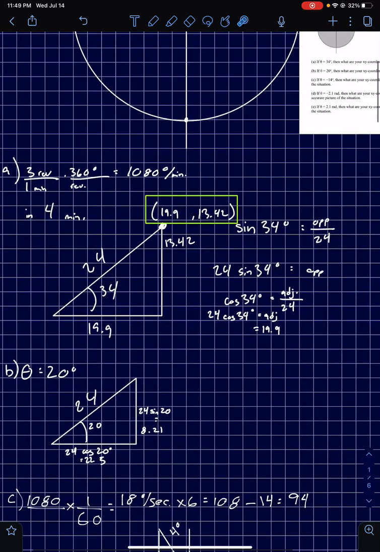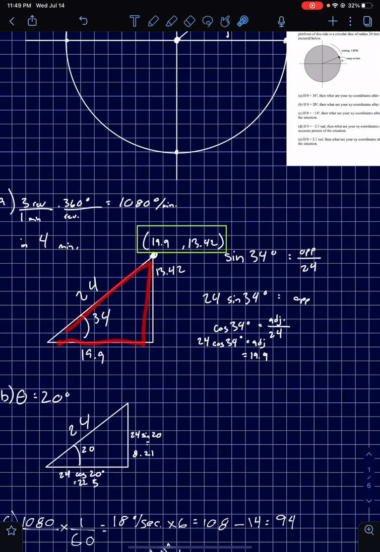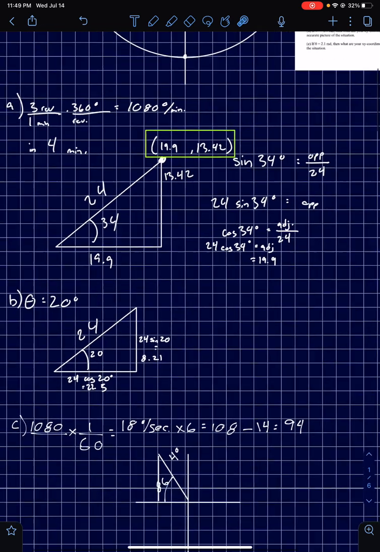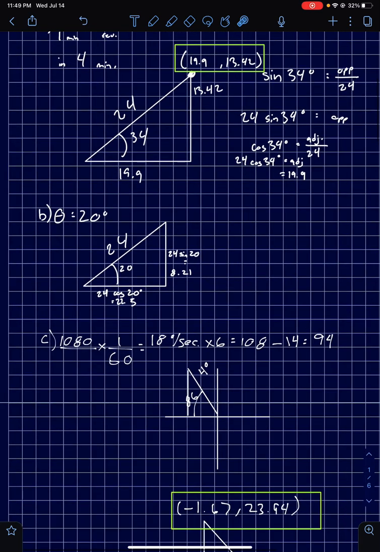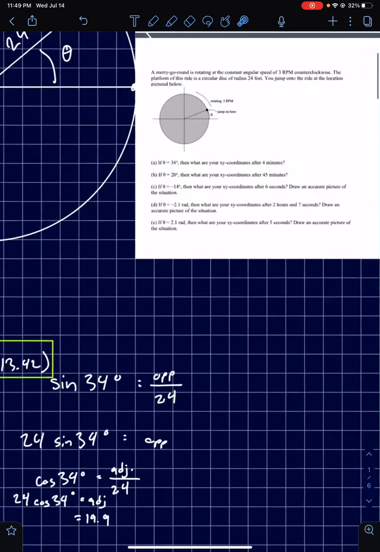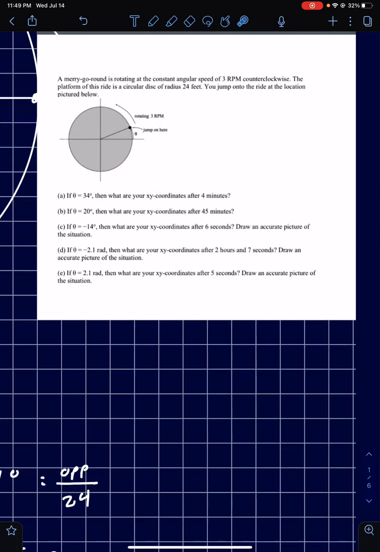To do that, we create a reference triangle with 34 as our angle, and then use our angle and our radius, and our knowledge of sine and cosine functions, to solve for these sides of the triangle, and you get 19.9 and 13.42. We do the same thing for 20, and we get 8.21 and 22.5. Or sorry, 22.5 comma 8.21.